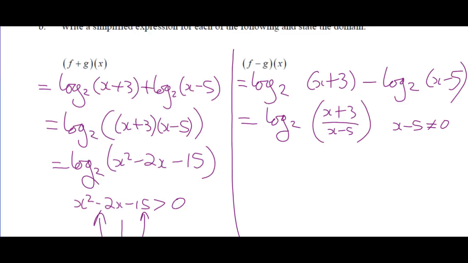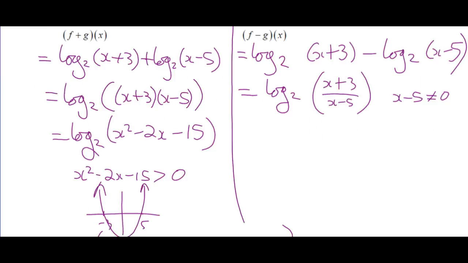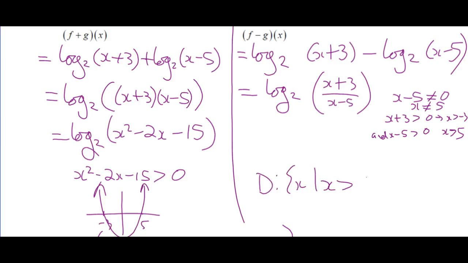Now, we know that this expression can't be negative, right? Which means that either both of these guys are positive or both of these guys are negative, right? So then we need the case where x plus 3 is greater than 0 and x minus 5 is greater than 0. So that leads to x is greater than negative 3 and x is greater than 5. So what are we going to say then? X has to be greater than 5, right? Okay, now we know it can't be equal to 5, right? So x is not equal to 5. Okay, so domain: x is greater than 5.